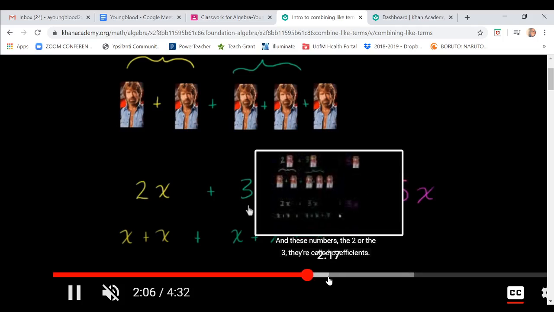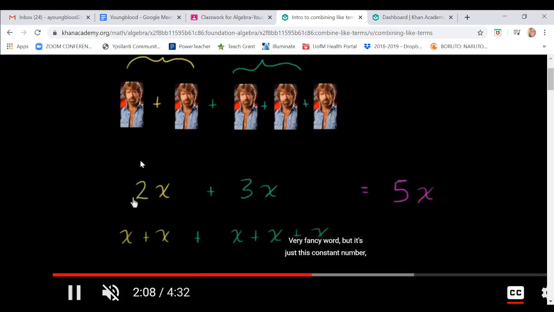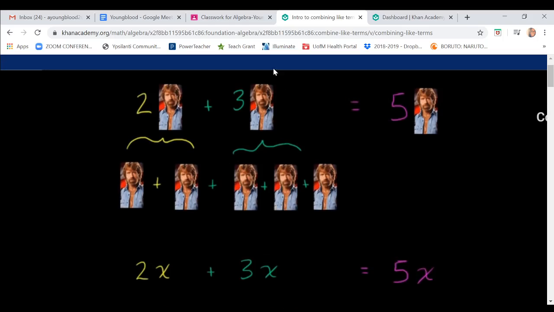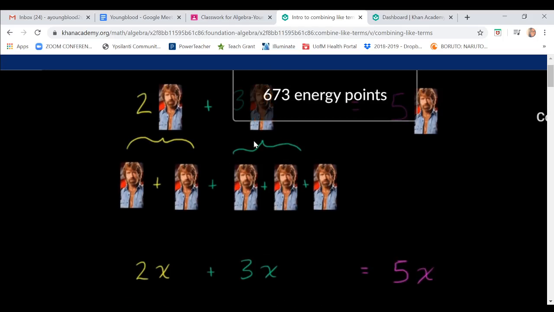So now, he also introduces this vocab word coefficient. So the number in front of the variable is the coefficient. This whole part of the expression is called the term. So there are 2 terms on this side and their coefficients are 2 and 3. So now he's trying to introduce the concept of terms that are not the same, that you can't combine.